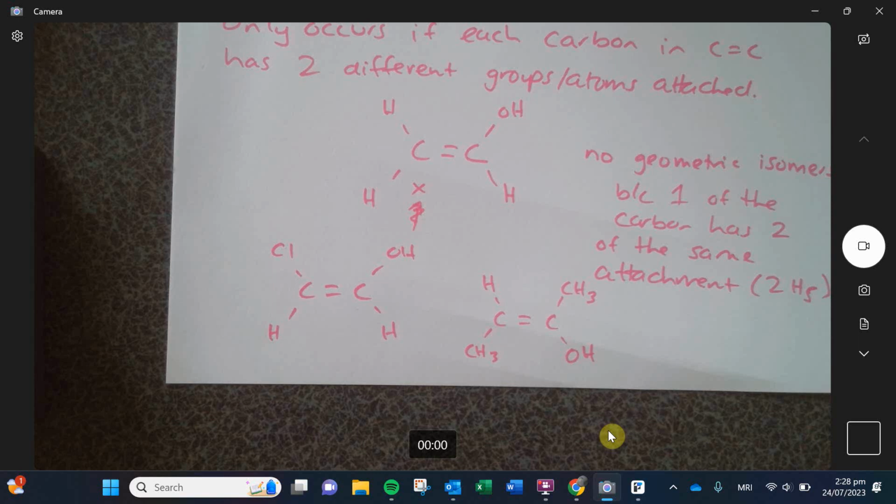The reason why it's important to know that is because when you get your isomer question, they might use it as a distinguishing factor, being like, oh, this one is an alkene but doesn't form geometric isomers. You need to know what that means. Because that'll help influence where you then place the double bond.